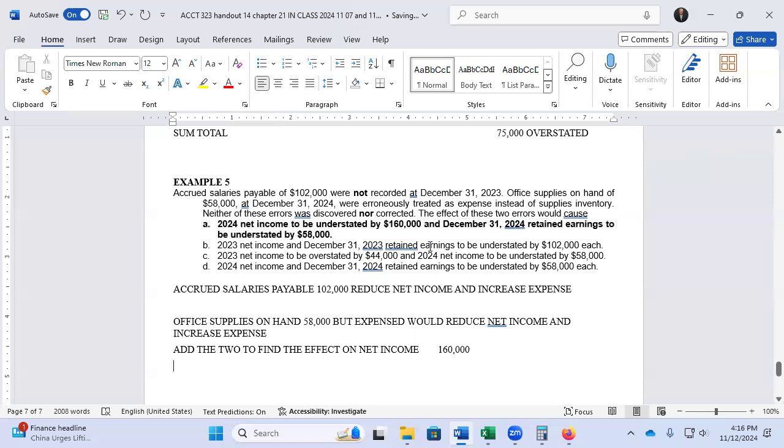But the way it would work now is that for 2024, it asks what's going to happen to the retained earnings, right? So December 2024 retained earnings would be understated by 58,000 because the other one went through in the previous year and should correct in the current year. And so we have 58,000 understated for retained earnings.